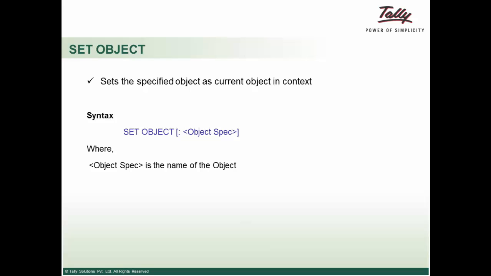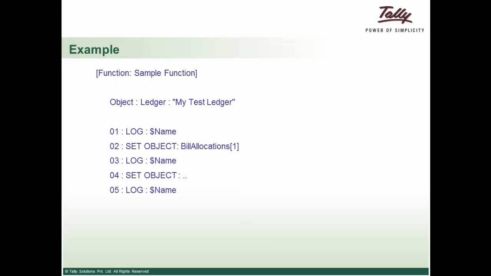Then we have an action called set object. Sets the specified object as the current object context. So this is one example we have mentioned. Object colon object ledger. So my current object context is ledger. So when we write $name, it returns me the ledger name.